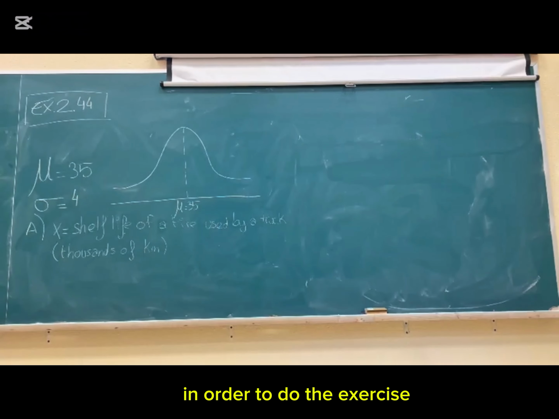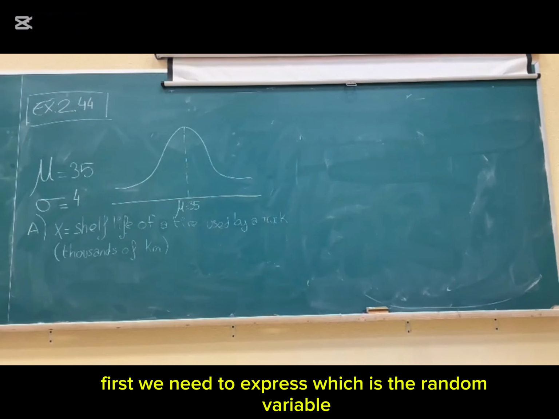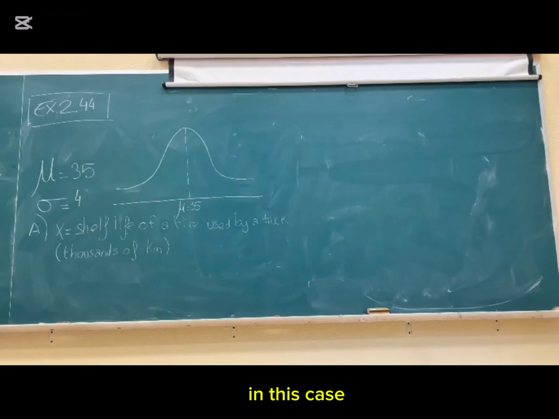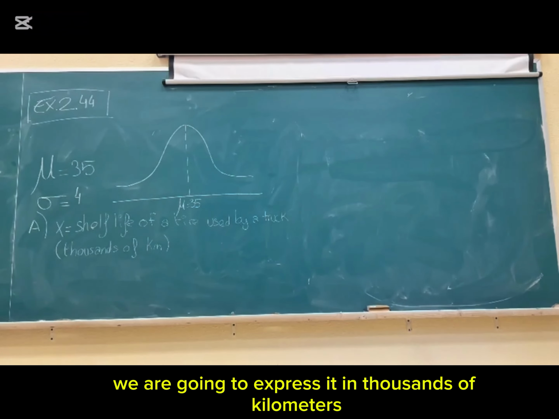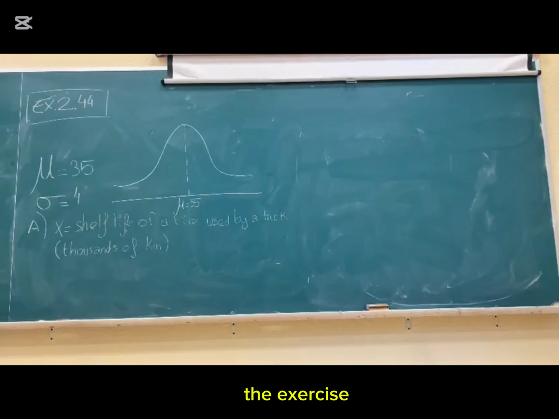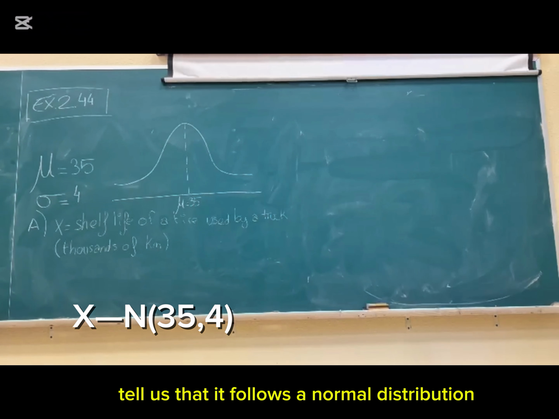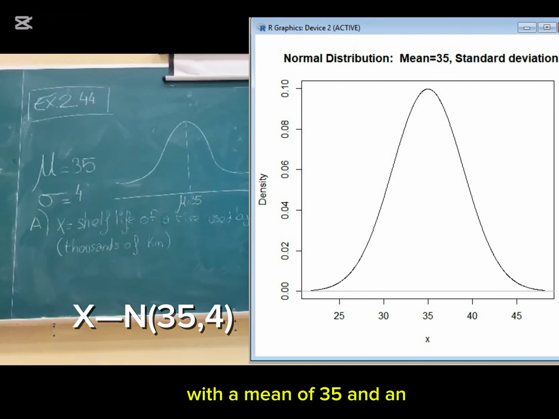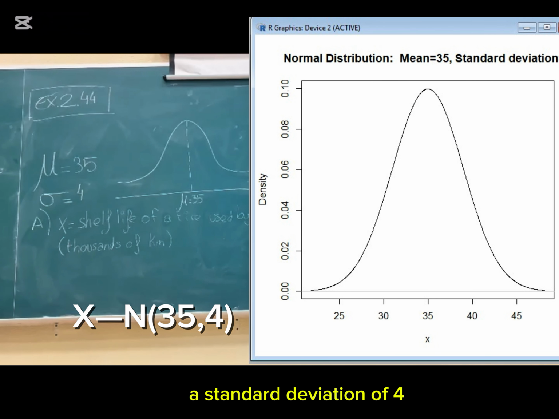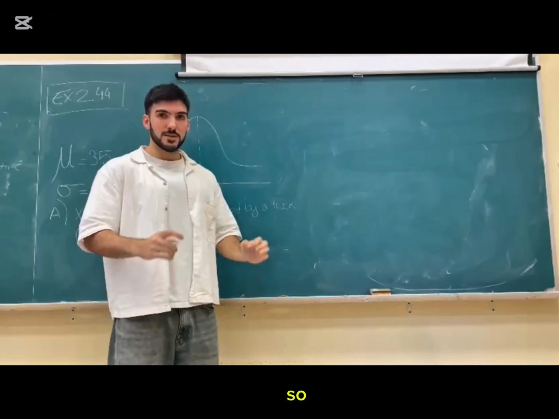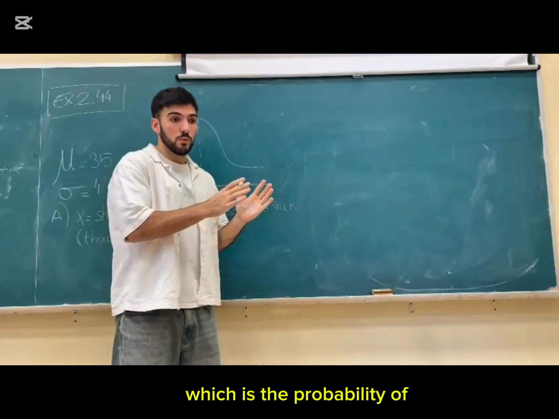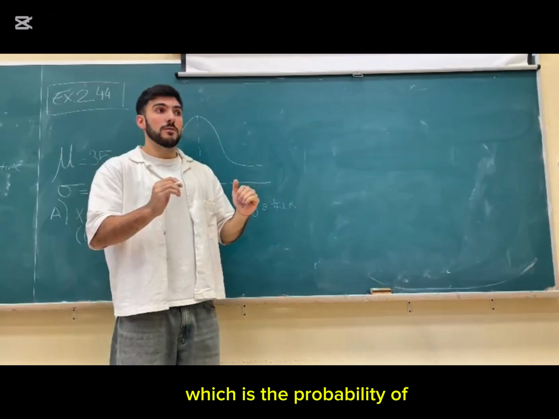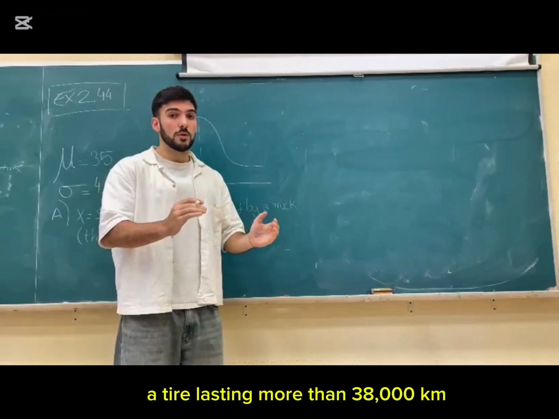In order to do the exercise, first we need to express which is the random variable. In this case, it is the shelf life of a tire used by a truck, which we are going to express in thousands of kilometers. The exercise tells us that it follows a normal distribution with a mean of 35 and a standard deviation of 4.